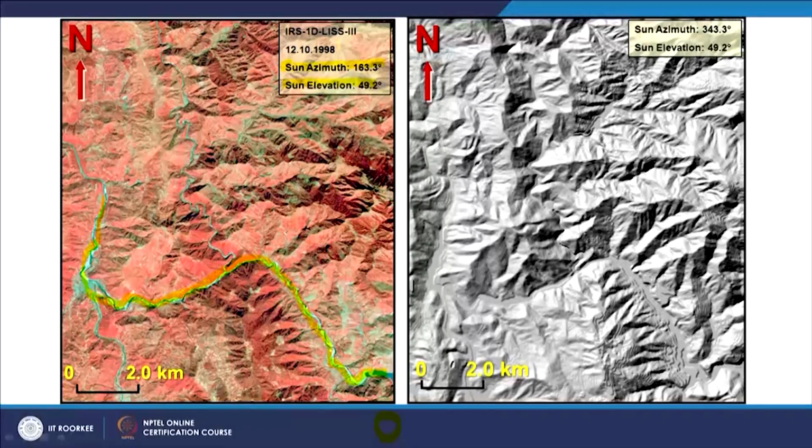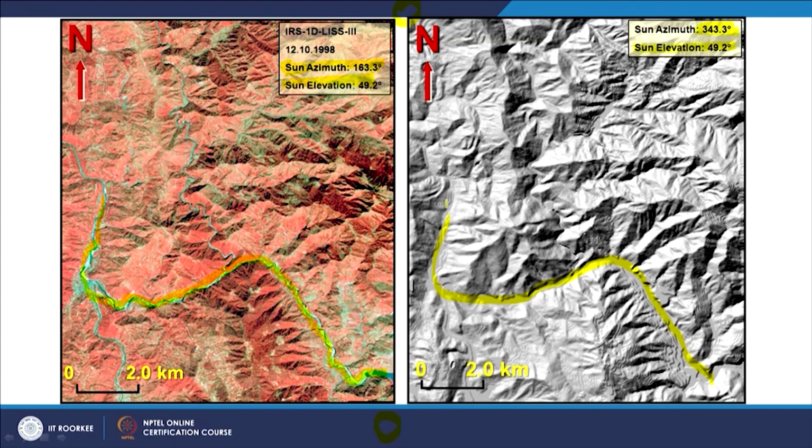So what we did, we exploited the shaded relief model and created a corresponding shaded relief model using opposite sun azimuth and illumination. So the sun azimuth of 163.3 degrees had 180 degrees added, so it becomes 343.3 degrees, and the elevation angle was kept the same. Then the digital elevation model of this corresponding satellite image was illuminated from the northwest direction, and you see that the river is flowing in the valley. But this is not the true representation, as the satellite image is.